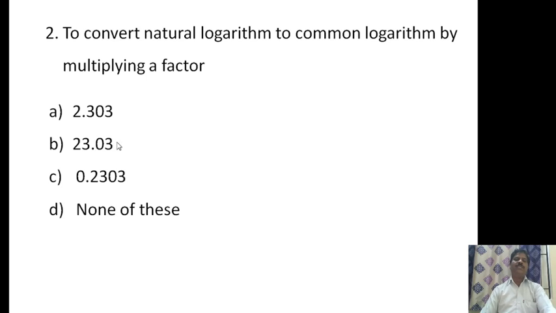The answer for this question is option A. 2.303 should be multiplied to the common logarithm, and that becomes equal to the natural logarithm. Therefore option A is the answer.